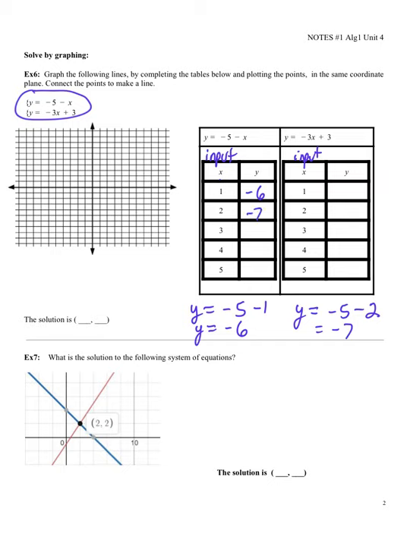So again, I want you to stop the video and fill out the chart for y equals -5 minus x and y equals -3x plus 3. Then turn the video back on to find your answers.